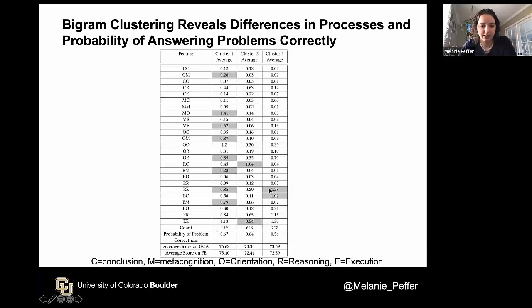When we look at cluster 3, we're also not seeing a lot of metacognitive processes, but we are seeing reasoning followed by execution and execution followed by concluding. So these execution steps seem to be important in this cluster. And what's particularly interesting about cluster 3 is that these students had the lowest probability of actually getting the problem at hand correct. So this was a statistically significant difference. And just as another note, I'm showing probabilities here, not p-values. So the probability was much lower. But overall, final exam and GCA scores were not different. So this is some kind of problem level phenomenon that we're seeing here.